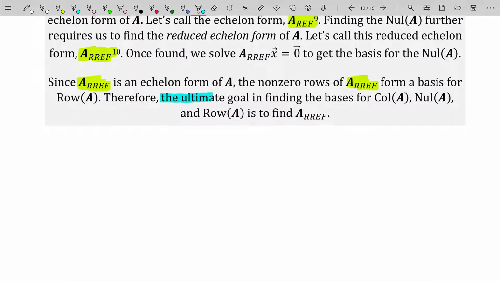Therefore, the ultimate goal in finding the bases for the column space of A, the null space of A, and the row space of A is really to find the reduced row echelon form of A. And remember, the reduced row echelon form of A is unique. That's why I'm saying the reduced row echelon form of A and not a reduced row echelon form of A.